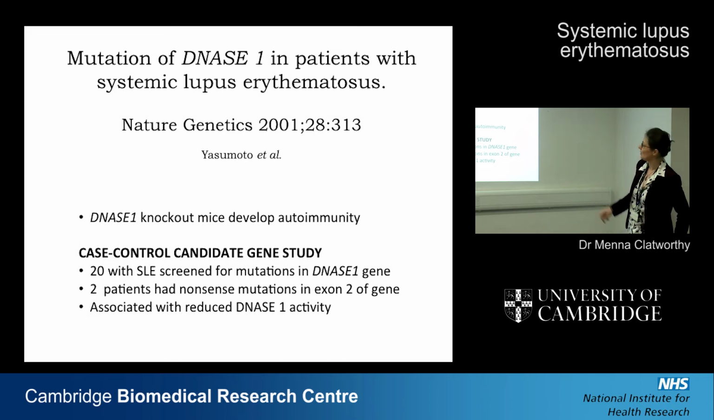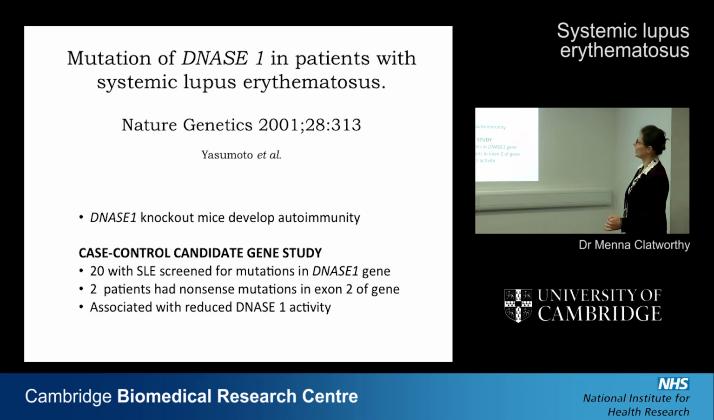And this led a Japanese group, and this was published in Nature Genetics in 2001, to do a case control candidate gene study. So they said, well, we've got this interesting knockout mouse that has this phenotype. I wonder if in our cohort of lupus patients, there are any mutations in this gene. Now remember, going back to one of the problems with olden days genetics, candidate gene studies where you've got 20 patients with disease, if you compare that to GWAS studies where you typically have thousands or even tens of thousands of patients, you can see why this can be prone to error.